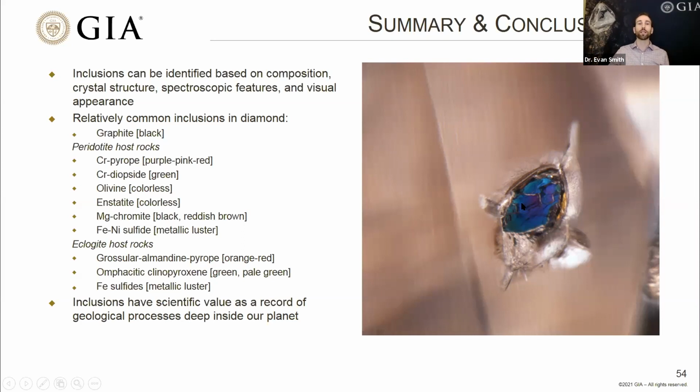like this ferropericlase inclusion. And I'll just list this sort of cheat sheet here again of the most common inclusions in the most common kinds of diamonds, along with their typical colors here. So these are probably the most common things you're going to encounter if you have inclusions in a diamond. And don't forget about graphite. It's probably one of the most common things. And also sulfides that you see both in peridotite and eclogitic host rocks.